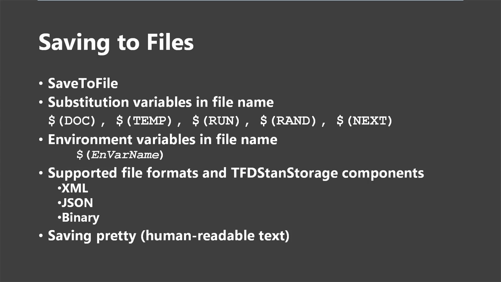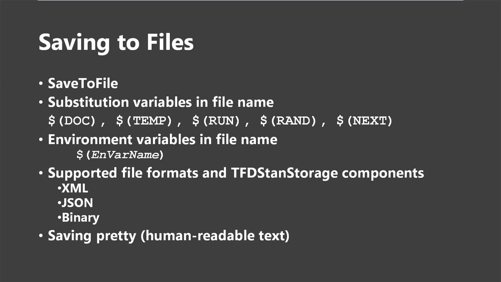In addition to these 5 substitution variables, you can also include your own environment variables in the file name. And you do that by doing $ open paren and then the name of the environment variable. And that environment variable may be a string or it could be a folder path. If you call SaveToFile with no parameters, then you must have defined the persistent file name in your resource options. And we'll come back to that later when we talk about automatic persistence.